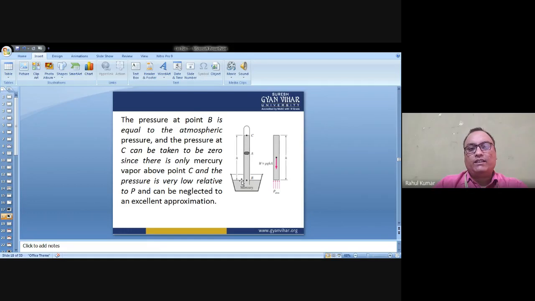So how much height is gained by the mercury? This is the atmospheric pressure, and the pressure at point B is equal to the atmospheric pressure. The pressure at point C can be taken to be 0, since there is only mercury vapor above point C, and the pressure is very low relative to atmospheric pressure and can be neglected to an excellent approximation. Neglected to an excellent approximation here, right?